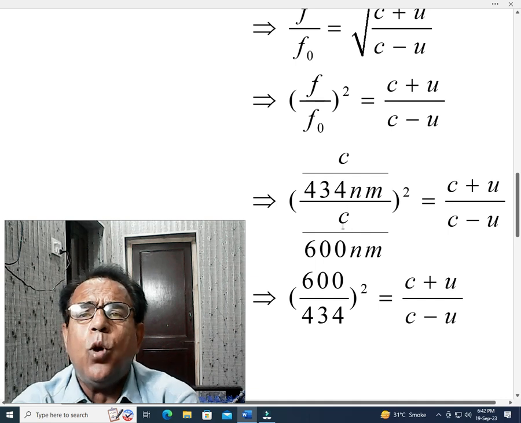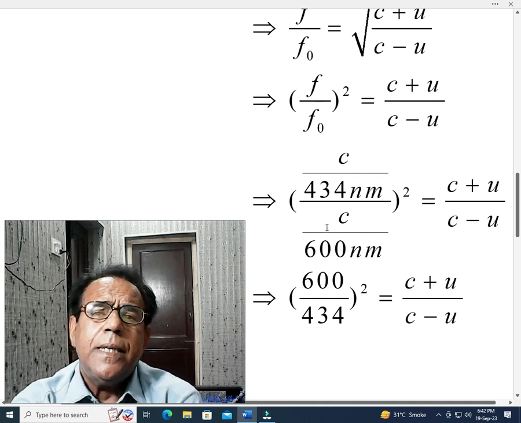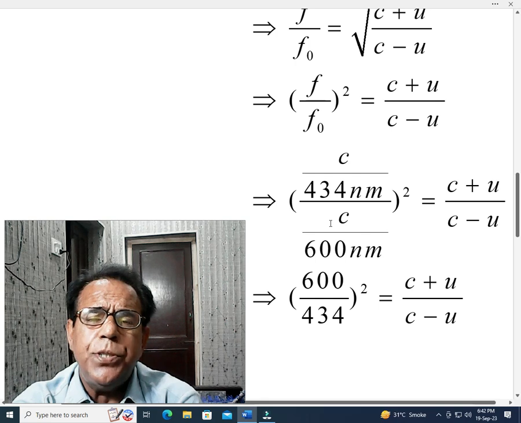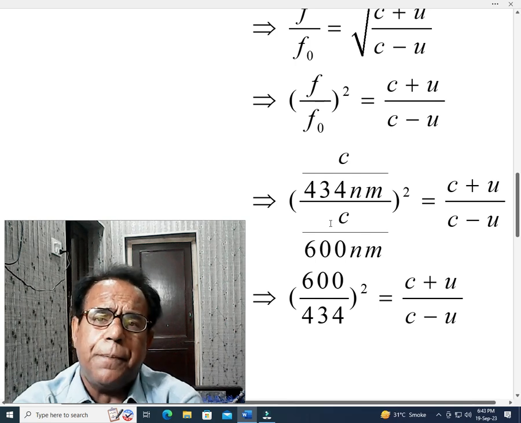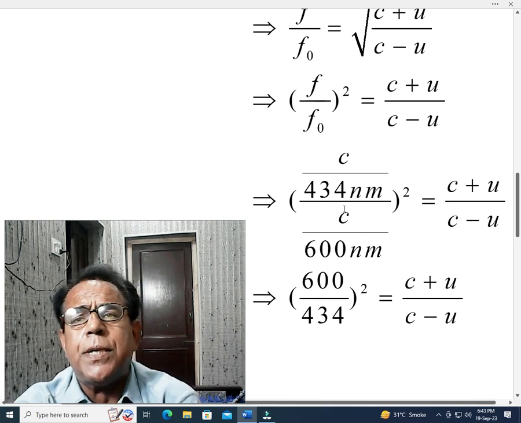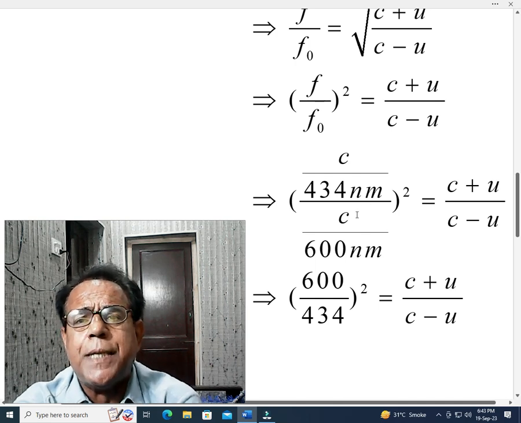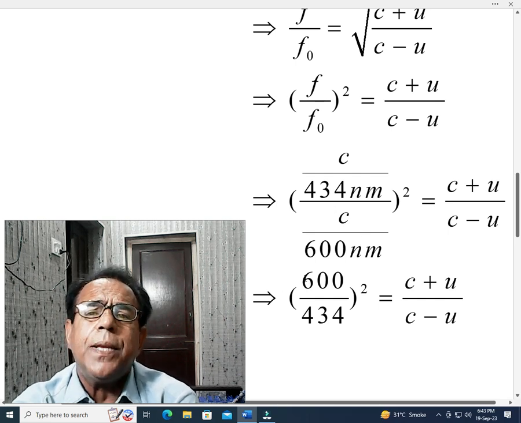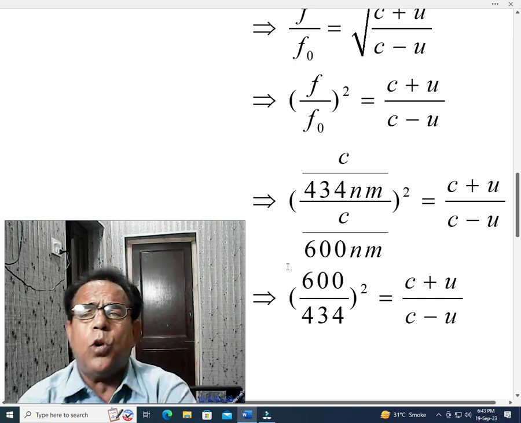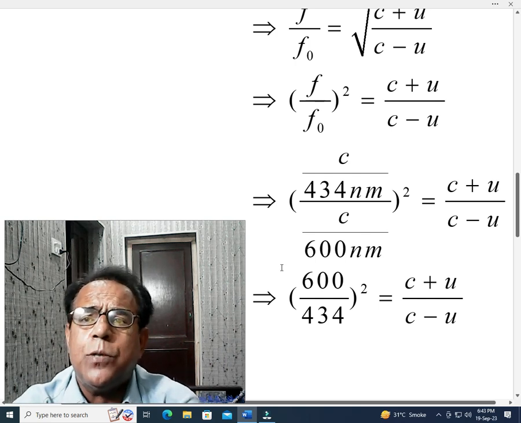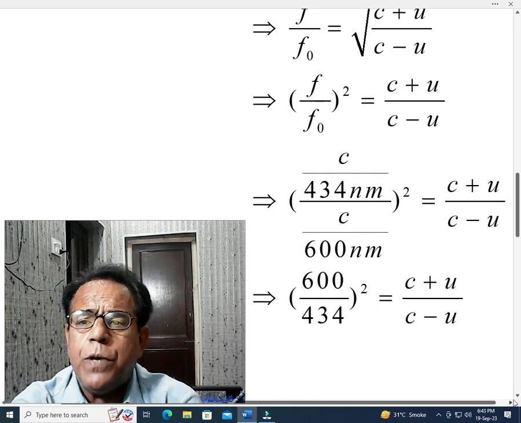This implies that 600 over 434 squared, because nanometer will be cancelled with nanometer, and c will be cancelled with c. Both values in the denominator will be reversed, and it will be written as 434 nanometer over c multiplied by c over 600 nanometer. So c cancels with c, nanometer cancels with nanometer, and hence 600 divided by 434 squared equals c plus u over c minus u.